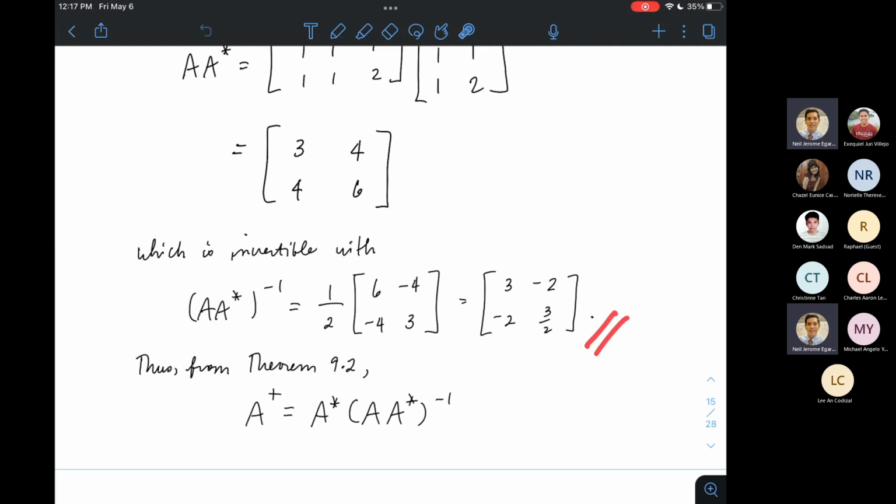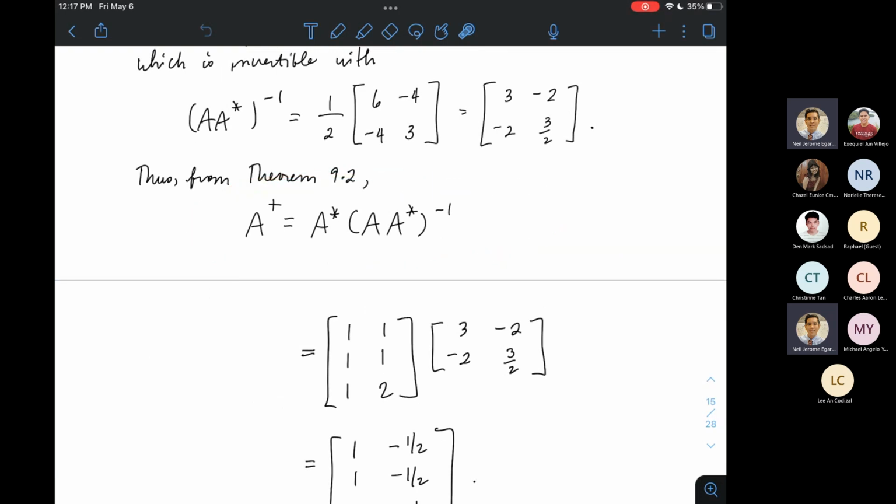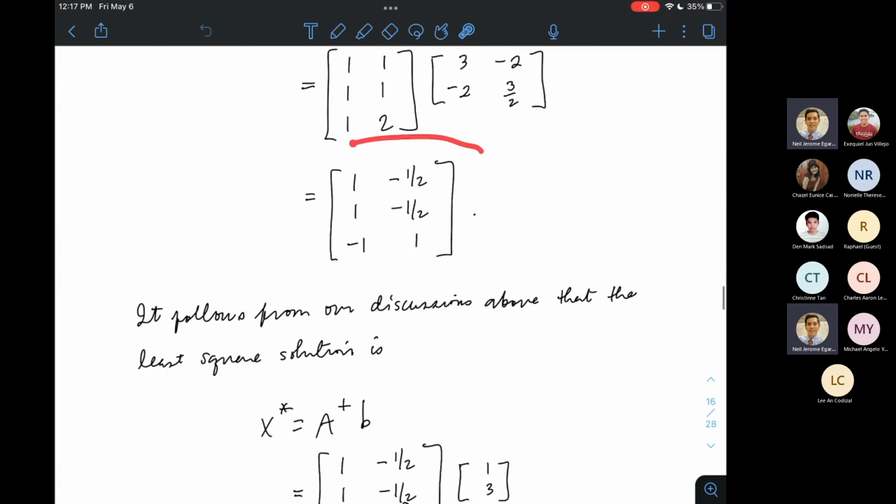And here we'll see that AA star inverse is this guy. Okay? And then we'll use theorem 9.2 to compute the pseudo-inverse. So we'll use this formula. Tapos ang pseudo-inverse niya raw ay etong matrix na to.